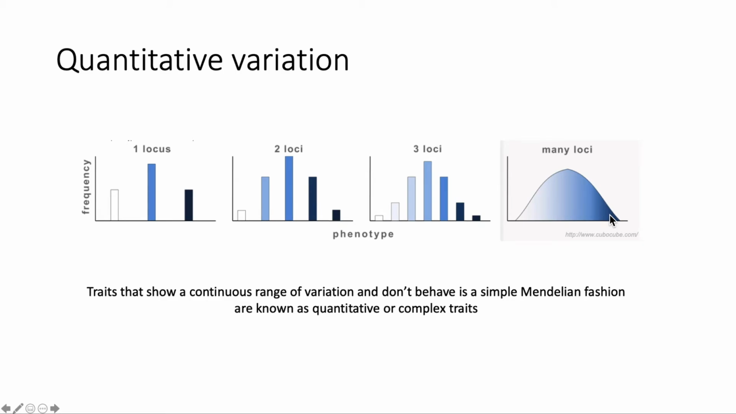So basically, traits that show a continuous range of variation like this one and don't behave in a simple Mendelian fashion like the one locus model are known as quantitative or complex traits. And that is the area where quantitative genetics is important. Quantitative genetics applies statistical methods to understand the inheritance of these kinds of traits.